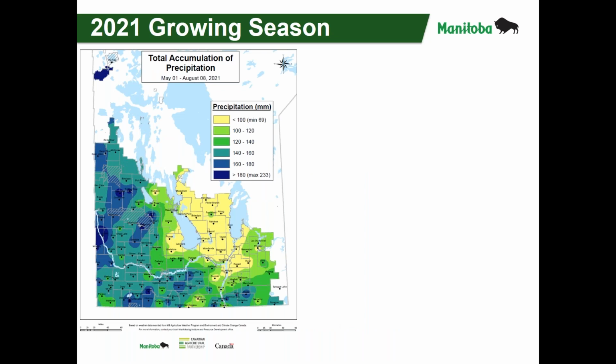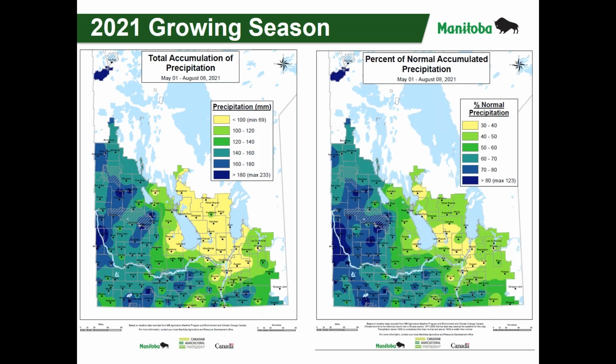So in terms of the 2021 growing season, if there's one word to describe last year, it's definitely drought, and how dry things were, especially in the Interlake and Red River Valley. This map is showing the amount of precipitation received from May 1st till August 8th. In terms of the percent of normal accumulated precipitation, many of those regions received less than half of the amount of normal precipitation. And that was leading up until around mid-August.